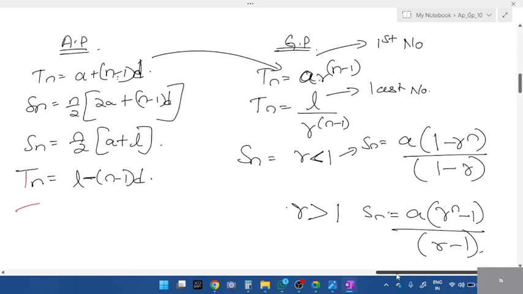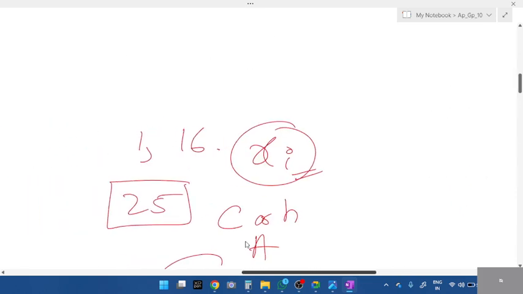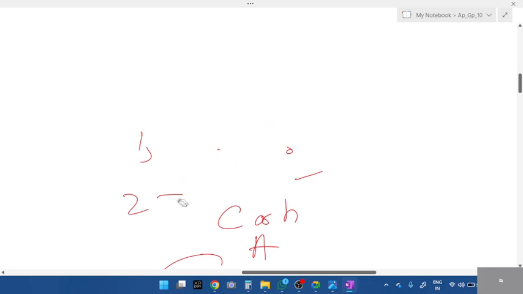Okay, have you all gone through the formulas? Done? AP, GP. Okay, write it, students. First, write the AP formulas. Write all four formulas: from the front Tn, from behind calculation Tn, and the two Sn values.